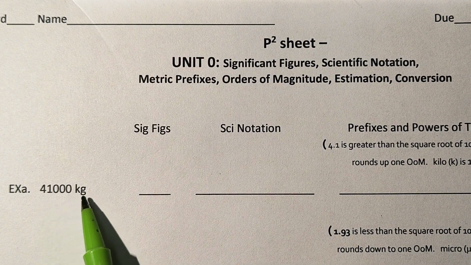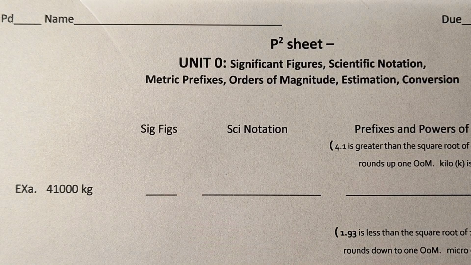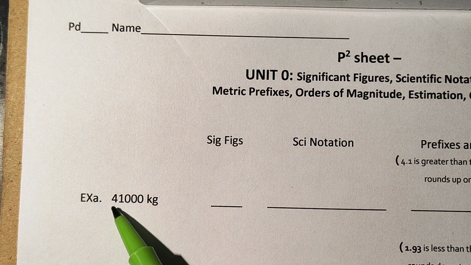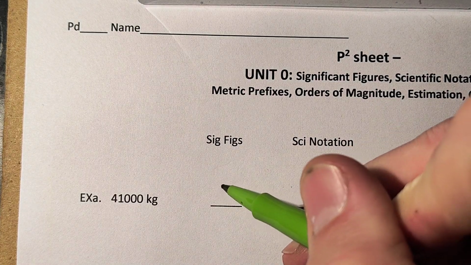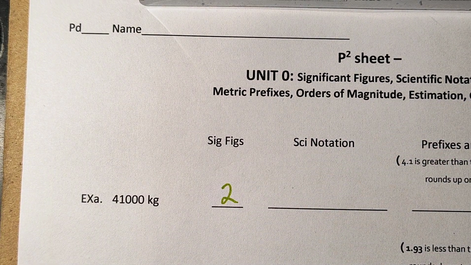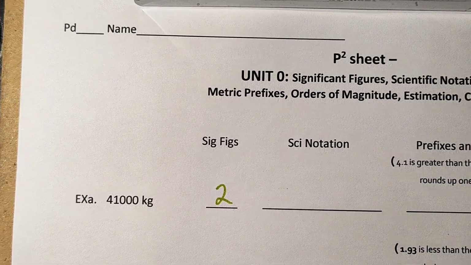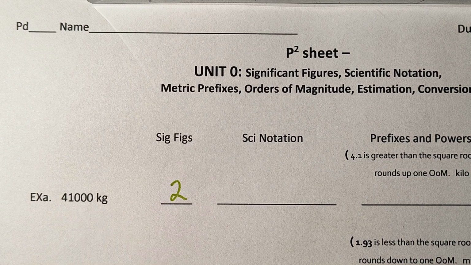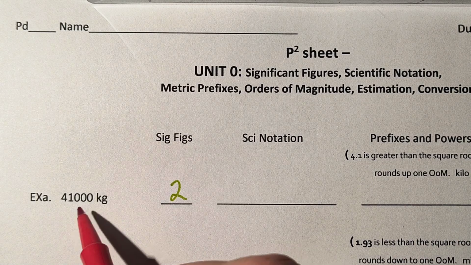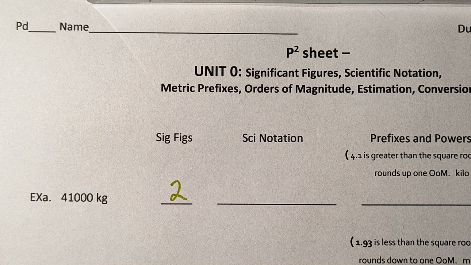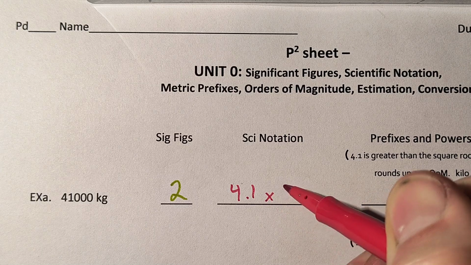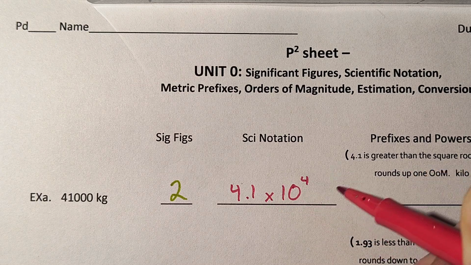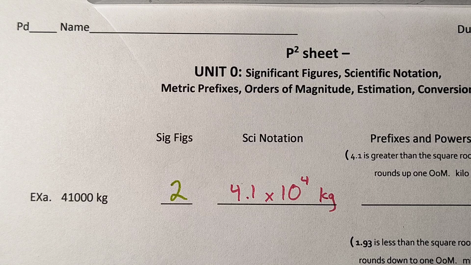The number 41,000 kilograms. So first we're going to count the number of sig figs. In this case, the 4, 1 count, zeros don't, they're not followed by a decimal, so only 2. So 2 sig figs. Okay, scientific notation now. What I want you to do there is just rewrite this number in proper scientific notation. So we're going to move our decimal over 4 places to get between the 4 and the 1, so 4.1. We can knock off all those zeros, and we're moving it over 4. Let's keep that kilograms there because we're dealing with a number.